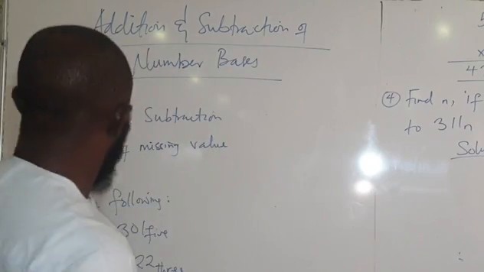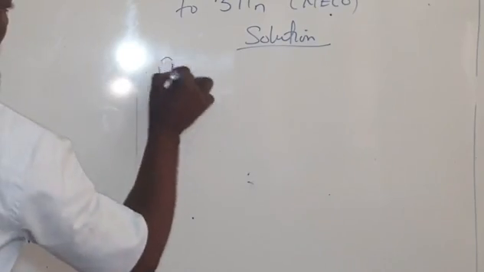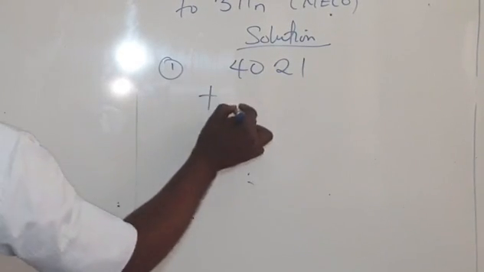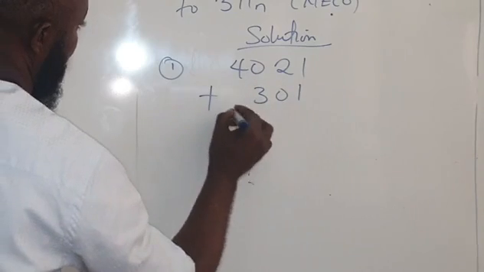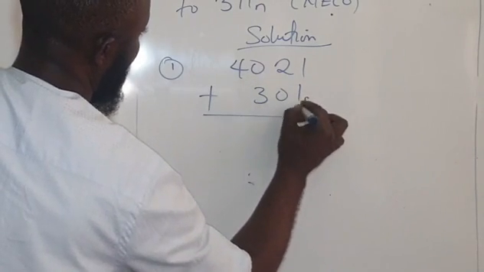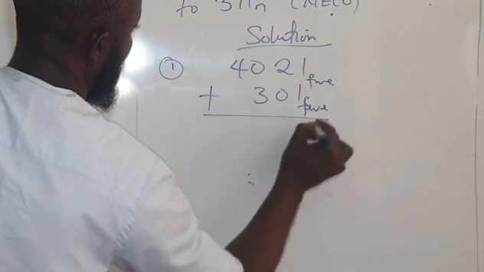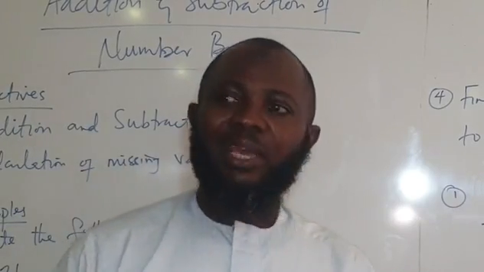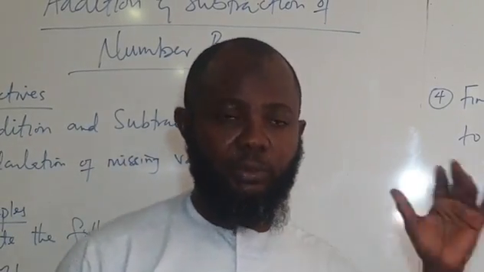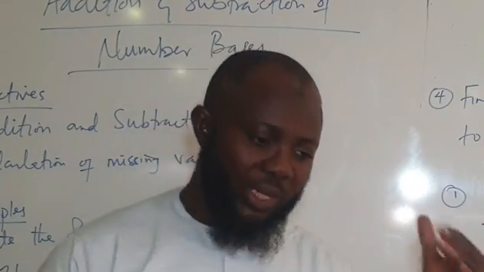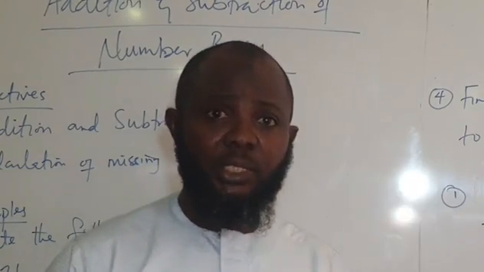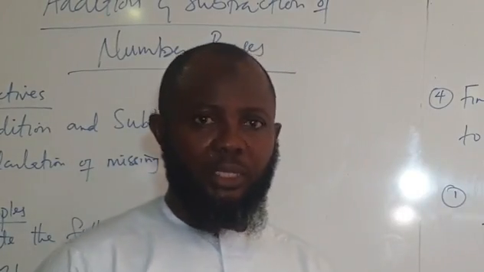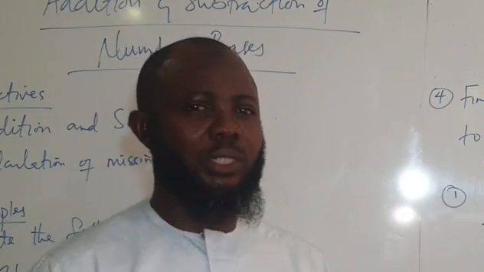Solution. The first one is this: 4021 plus 301. Don't forget they are in base what? Base 5. Now, before we start, take note of this. And I've said it earlier on in the previous videos, that when you are working in a particular base, the highest digit you can get in that base is that base minus 1. Again, the highest digit you can get in that base is what? Is that base minus 1.